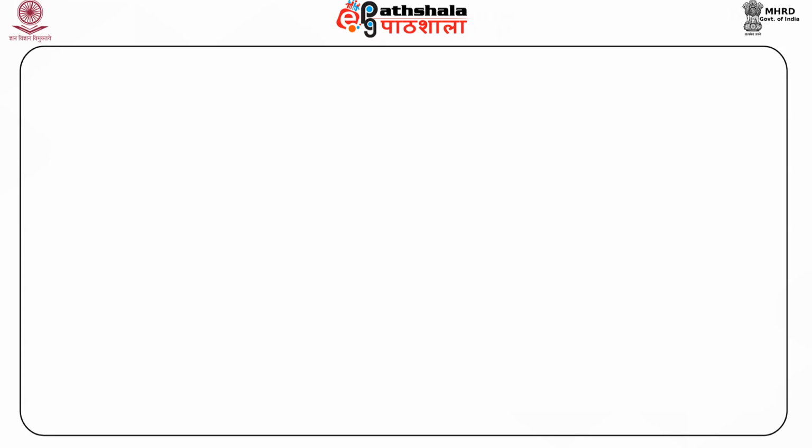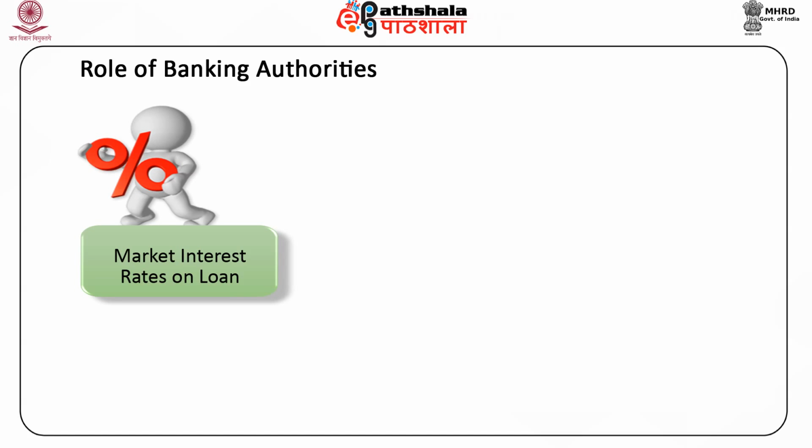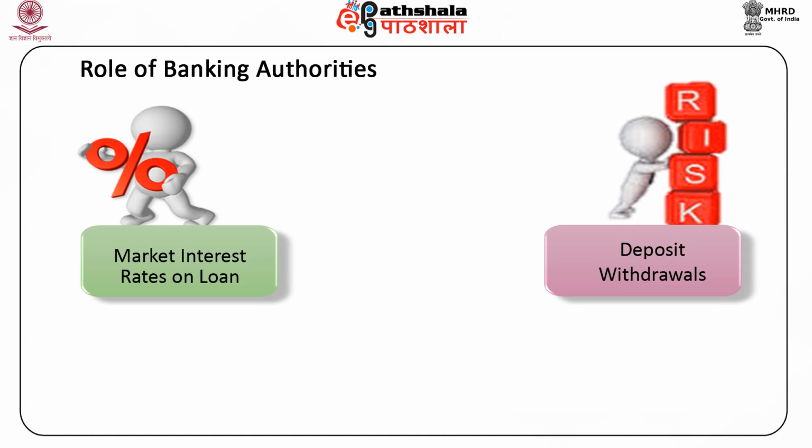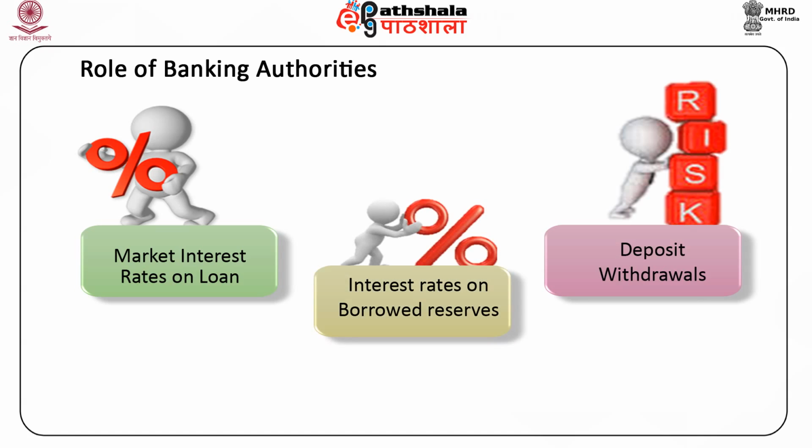The banking system also influences the money supply and bank credit by its choice of the ratio of excess reserves to deposits, ED. The factors that might affect this choice are, first, market interest rates on loans. The market interest rates on loans influence the desired ratio of excess reserves to deposits because these interest rates are the opportunity cost of holding excess reserves. Second, risk of deposit withdrawals. Banks hold excess reserves mostly to deal with unexpected withdrawals. Third, interest rates on borrowed reserves. A bank in sudden need for reserves can avoid calling in loans by borrowing reserves from other banks in the call money market or from the RBI through the discount facility.